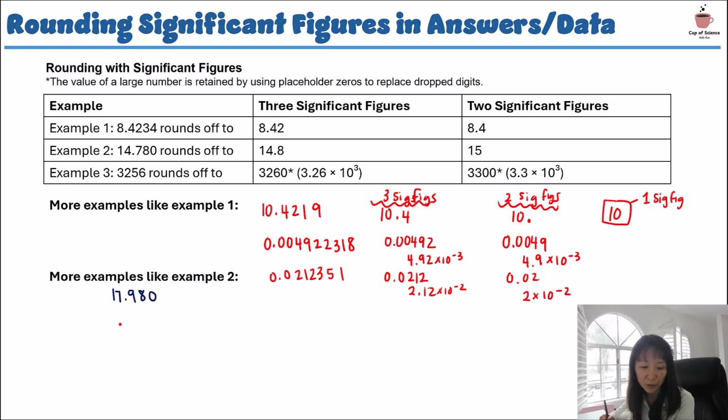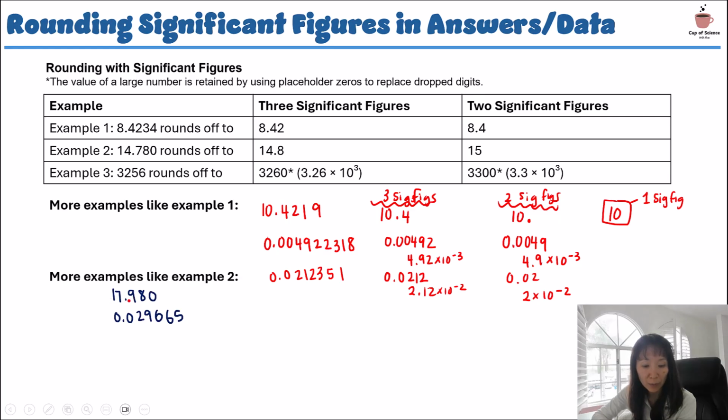17.980, a little challenging one. And then I'll do another one, 0.02965. Okay, so they're both a little bit challenging. Let's do the first one, up to 3 sig figs. So I'm going to take the first 3 numbers.